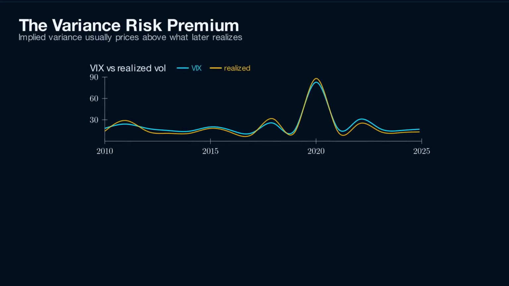If variance swap pricing were purely actuarial, if the fair strike simply equaled the market's best estimate of future realized variance, then being long and short variance over time should break even in expectation. But the data shows something different.